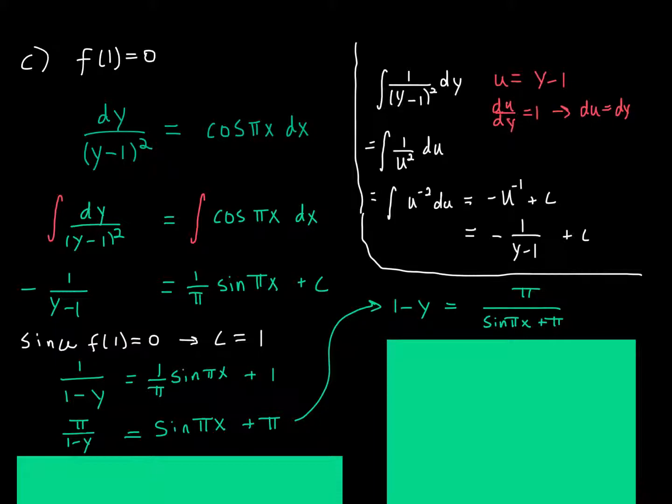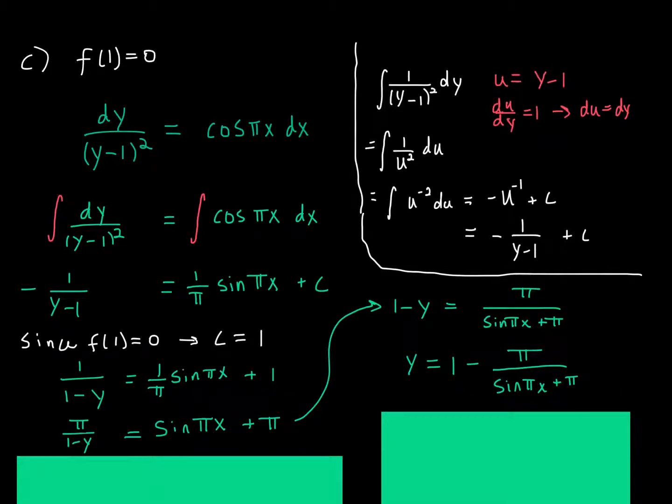I want y by itself, so I'm going to add y to both sides and subtract this from both sides, and that's going to leave me with y equals 1 minus this thing over here, which is pi over sine of pi x plus pi. And so that is going to be the particular solution.